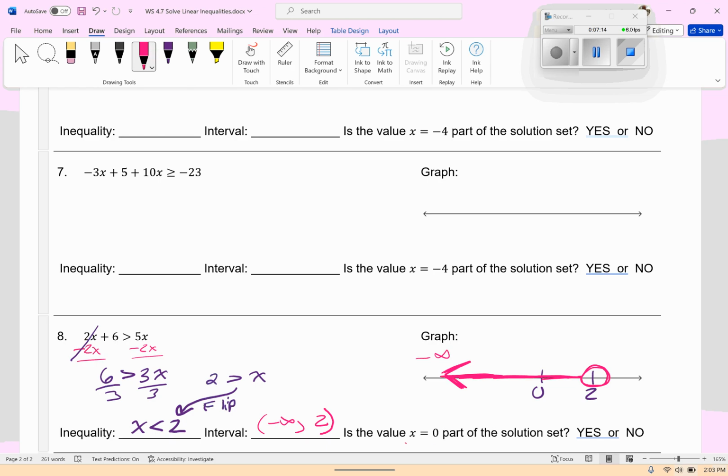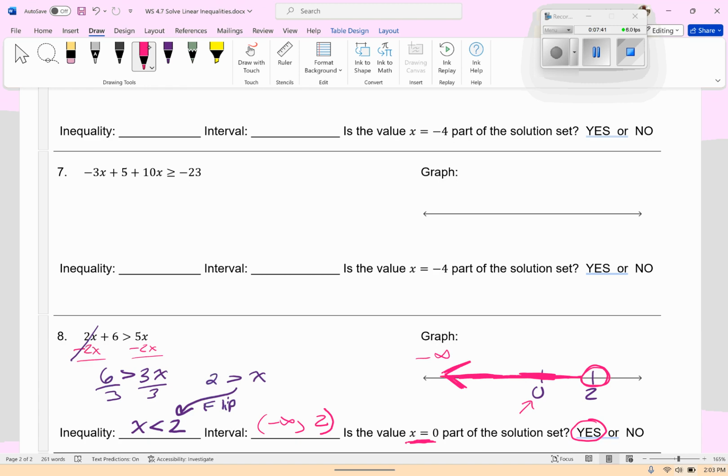Now, they want to know, is 0 part of the solution? Well, all you have to do is just look at your number line. Did I shade over the 0? Did this line keep going over the 0? It didn't start then stop, did it? So this is indeed part of the solution. Okay?